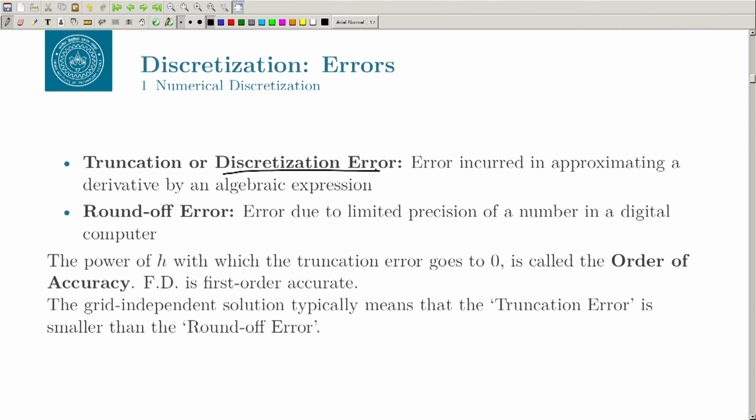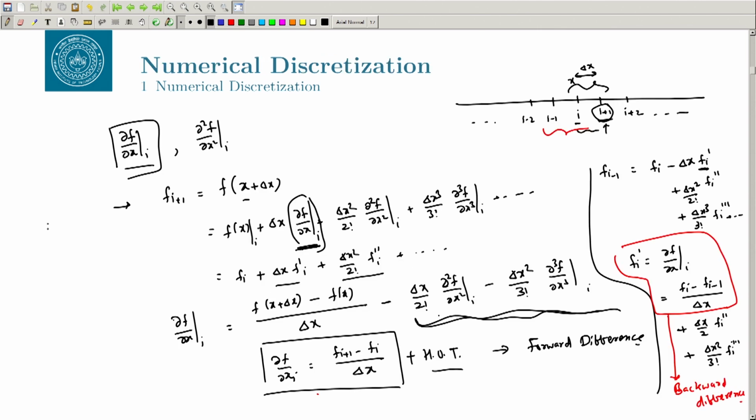Discretization error arises because you are trying to approximate a derivative using some kind of discrete approach, and by doing so you get some error. That is why it is called discretization error. It is also called the truncation error because you are truncating the Taylor series while trying to get the approximation for your derivative. All these terms that you see here are basically the truncation errors. Whatever terms you have discarded while approximating your derivative are the truncation errors.